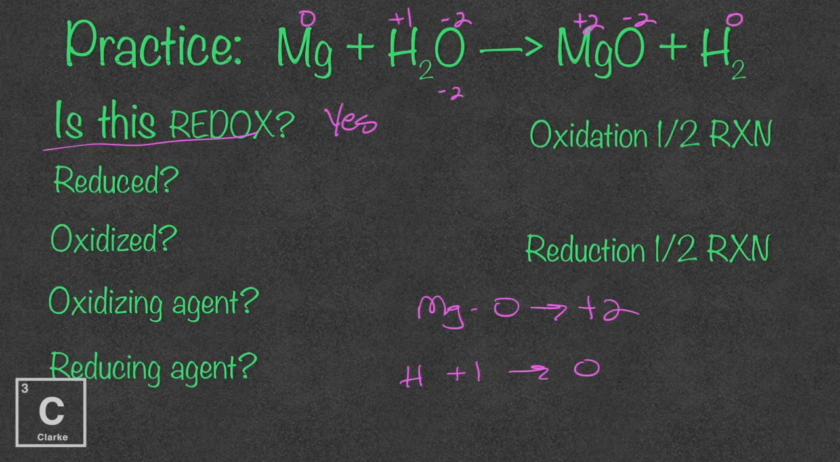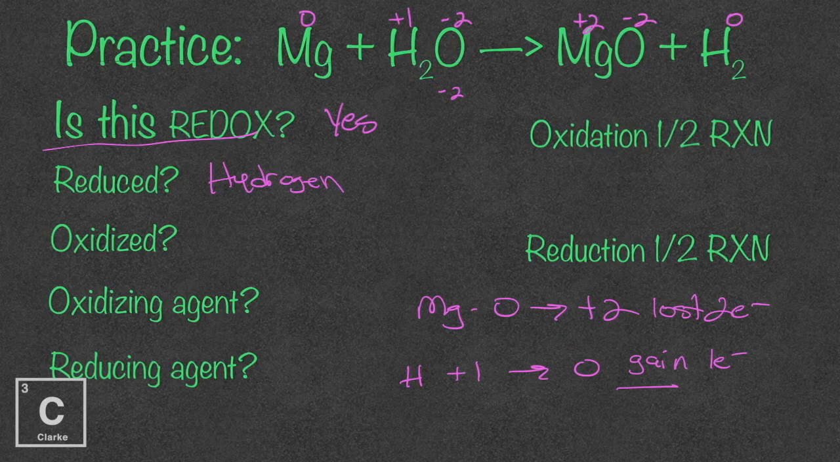Okay, so let's go back and look at magnesium. To go from a 0 to a +2, our number's getting bigger. That means we lost 2 electrons. And for hydrogen, hydrogen's going from a +1 to a 0. That number is getting smaller because we're adding more negatives. So we gained 1 electron. Okay, so what's being reduced? Well, the thing that's gaining electrons, hydrogen, is being reduced. What's being oxidized? Well, the thing that lost electrons, that means magnesium.